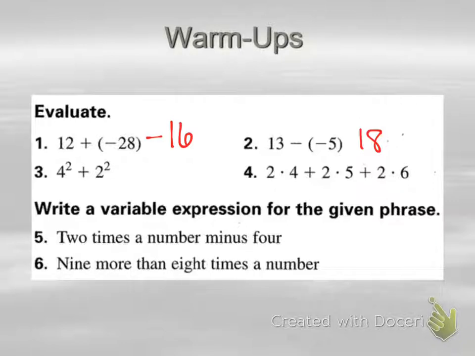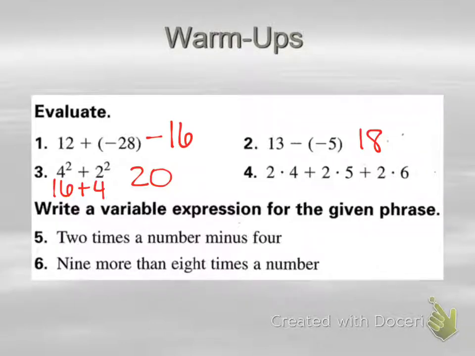All right. Number 3, 4 squared plus 2 squared. 20. How did we come up with 20? 16. Good. 16 plus 4. So all of those answers are good. So our first step would be to evaluate exponents, and then we can move down our list of order of operations and add those together to get 20.